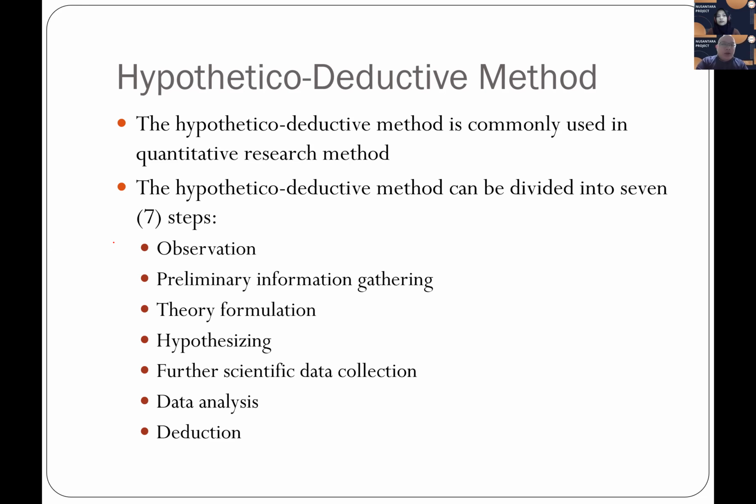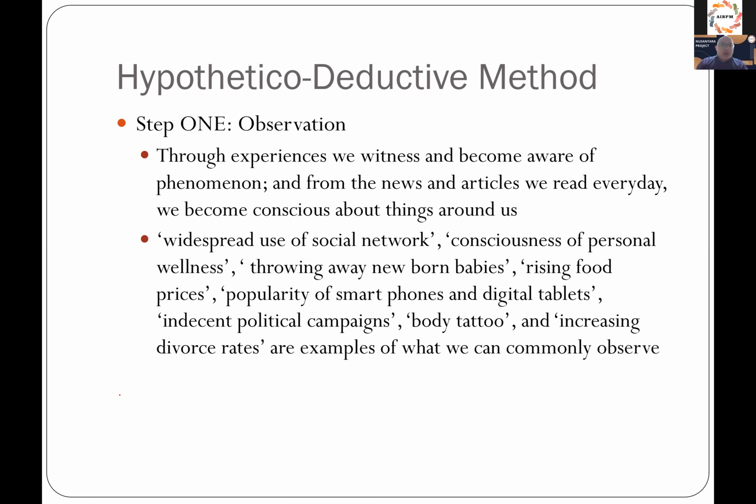These are the common steps or method that we use when we do our research, especially during our Nusantara project. Okay, so the first is observation. Before we pick a title, we need to observe first. So what should we observe? Through experience, we witness or become aware of phenomena based on the news or articles we read every day. For example, nowadays, the widespread use of social networks. So let's look into it. What is the problem?